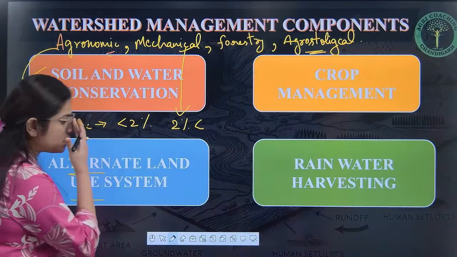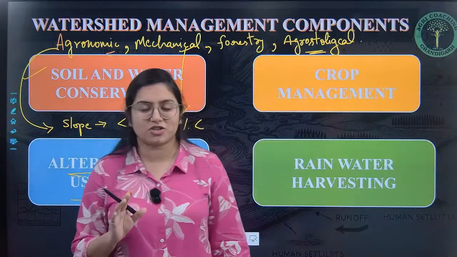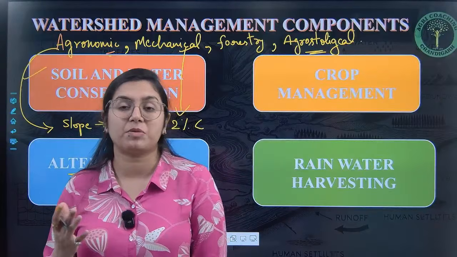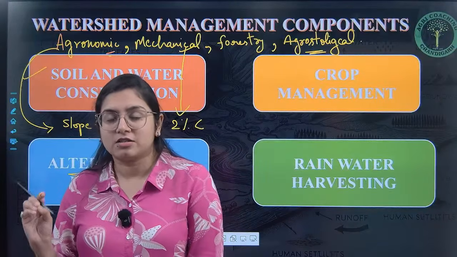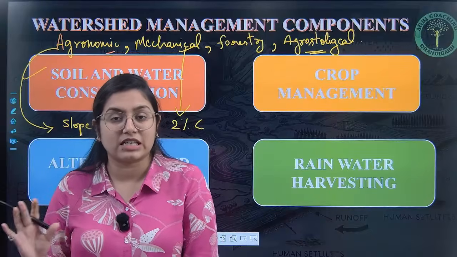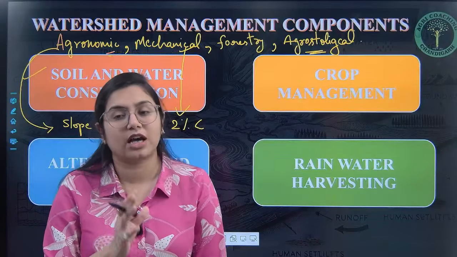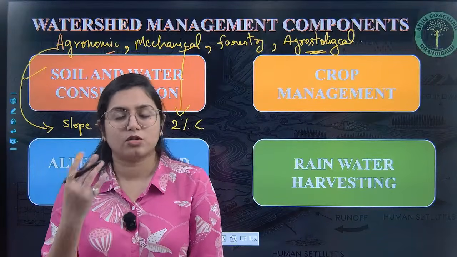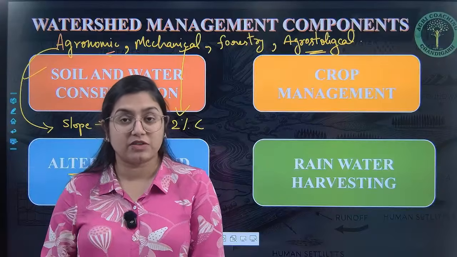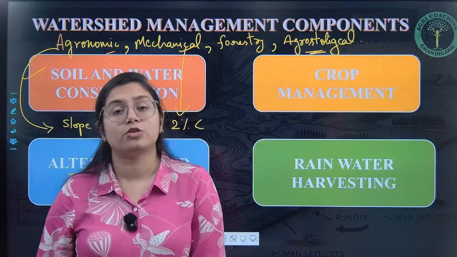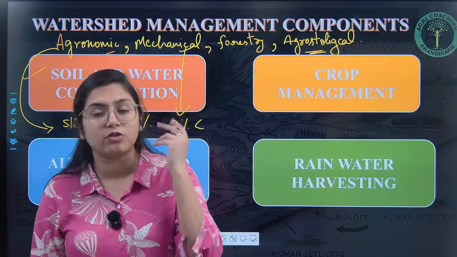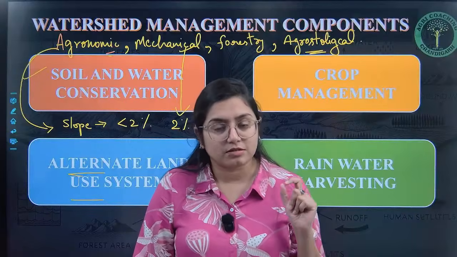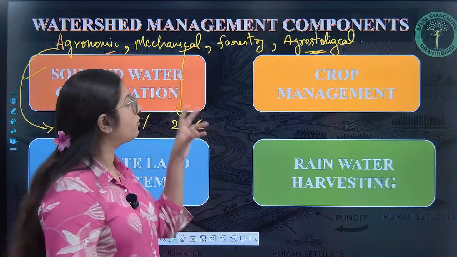Alternate land use system means that each and every land is not just meant for the production of crops. Each and every land has its own capability. If our land is not suitable for crop cultivation, it doesn't mean it is good for nothing. You can use that land for other agriculture-based enterprises. You can go for sericulture, lac culture, mushroom cultivation, dairy farming, or you can opt for forestry as well. Agroforestry specifically is definitely a very good land use management system. So that is one of the important components of your watershed.